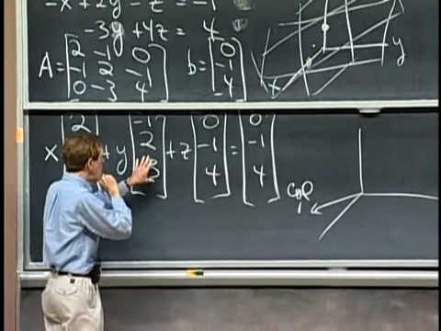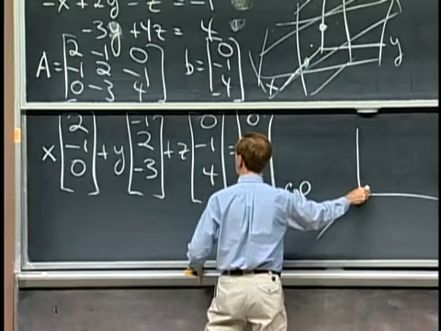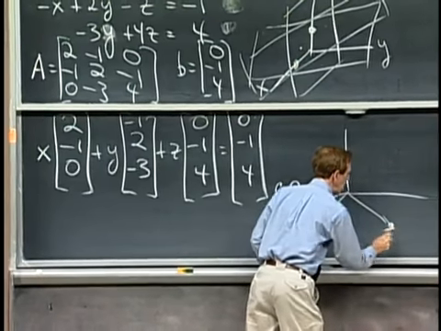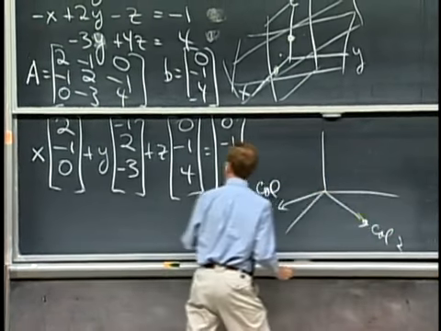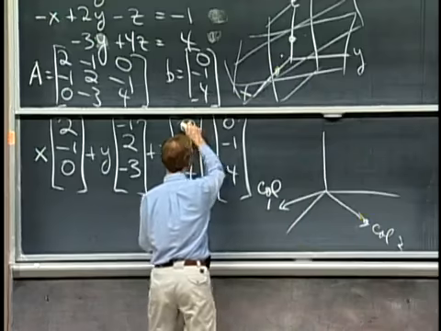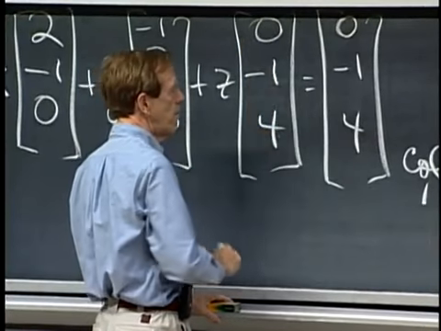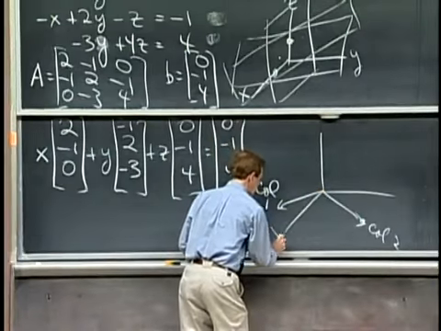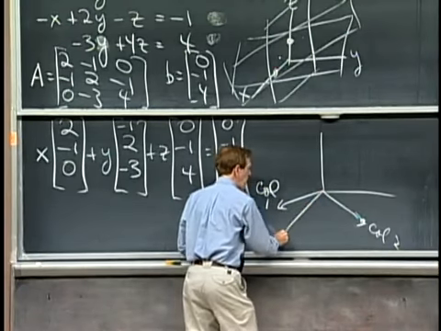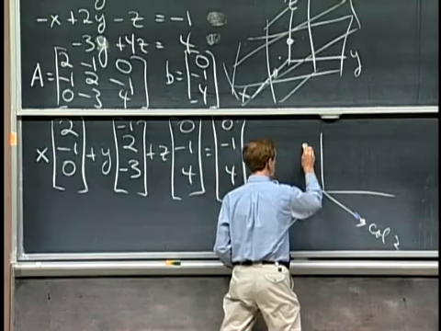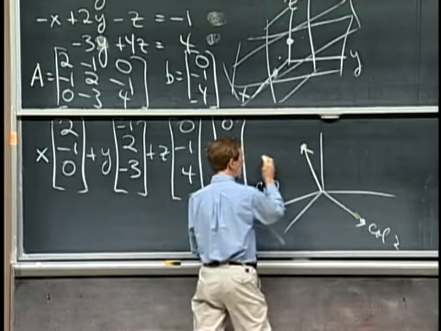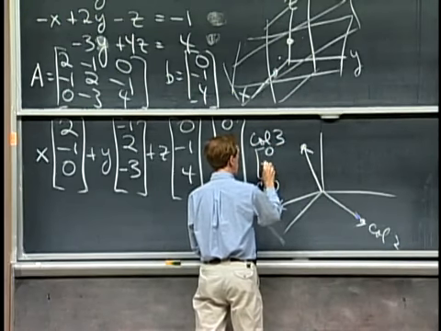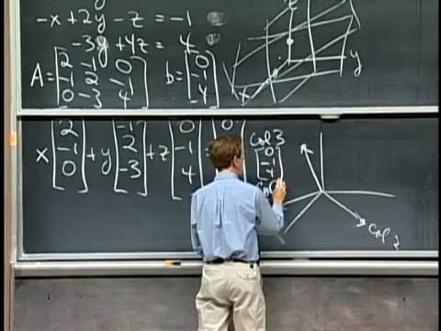The second column has maybe a minus 1 and a 2 in the y's and minus 3's somewhere there possibly, column 2. And the third column has 0, minus 1, 4. So how shall I draw that? Nothing in this was the first component. The second component was a minus 1, maybe up here. That's column 3. That's the column 0, minus 1, and 4. This guy.